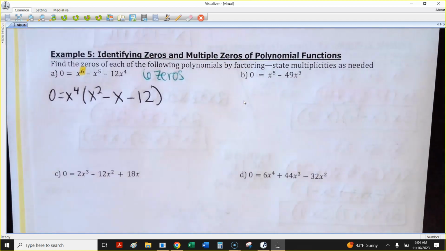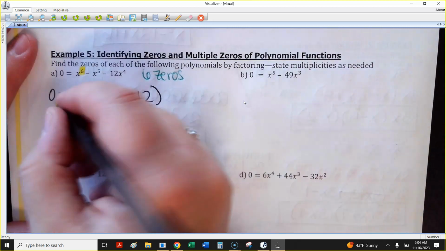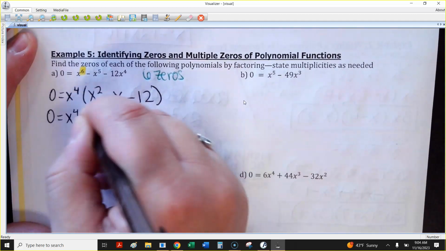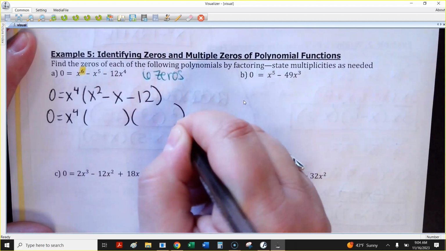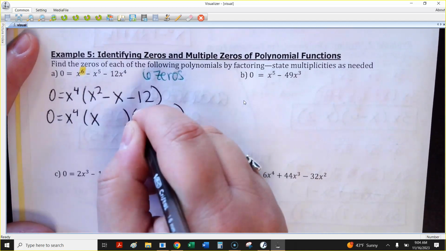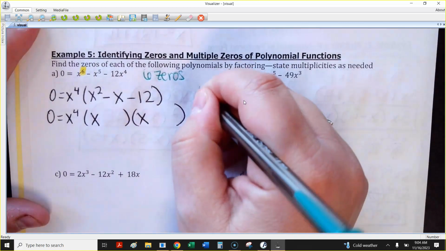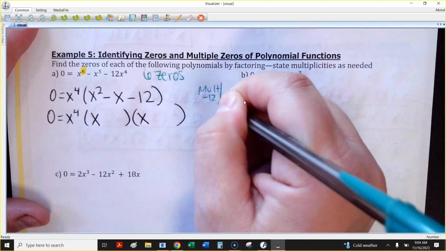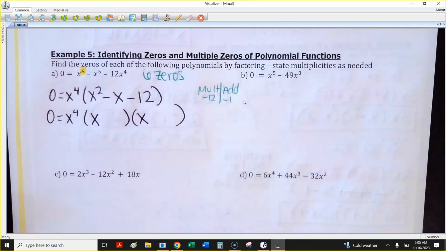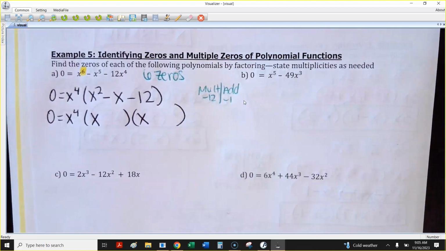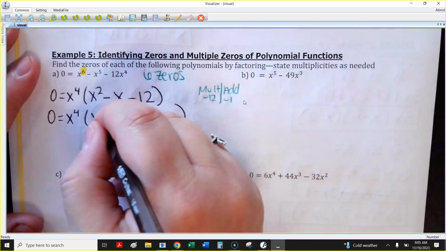From there, you're going to be able to factor a little bit further what you have left over in those parentheses. This is no Berry method or anything like that. I'm just going to take that first term, drop the squared, and start with x and x. What two numbers can I multiply to get negative 12 and add to get negative 1? So factor that. Okay. Negative 4, positive 3.